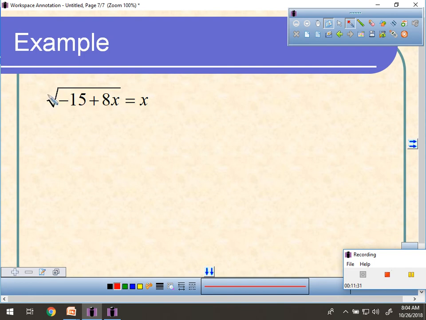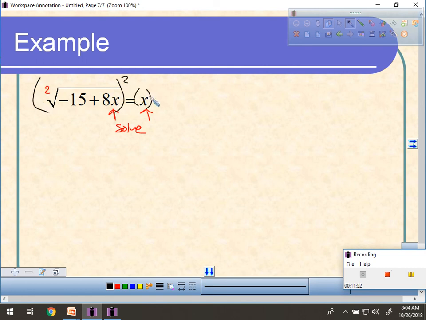So notice it's the square root of negative 15 plus 8x. Notice that you have an x on both sides, so you want to solve it for x, but you can't do anything with this 8x right now because of that radical. So the first thing I would have to do to this problem, guys, is get rid of that radical by squaring both sides. And so then the square and the square root cancel out, and that leaves me negative 15 plus 8x is equal to x squared.